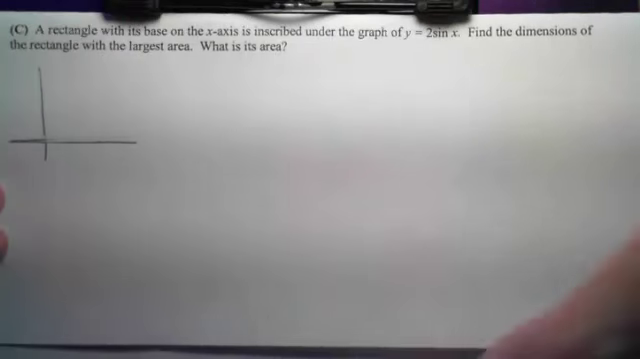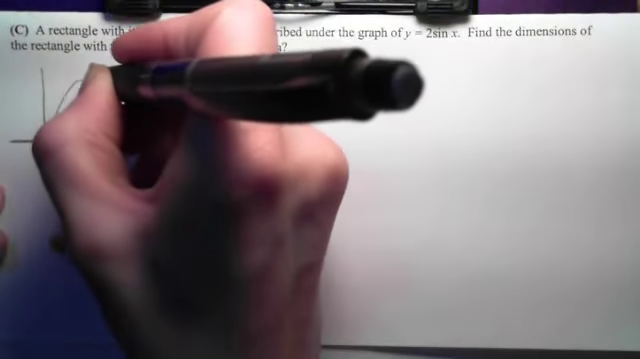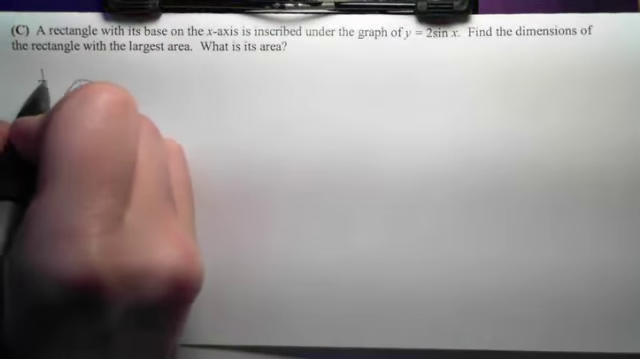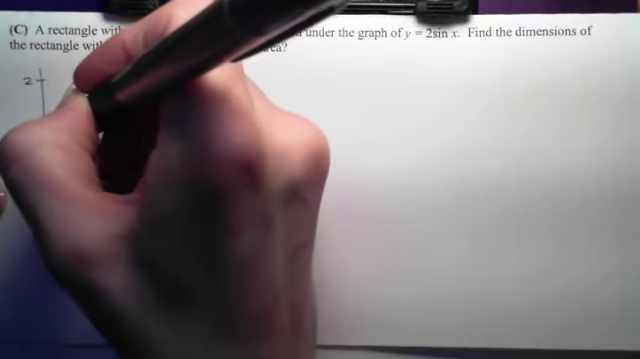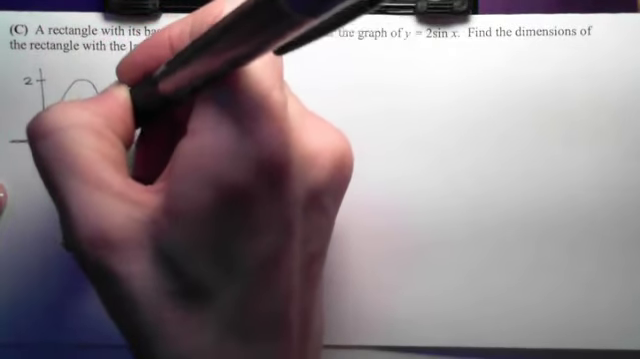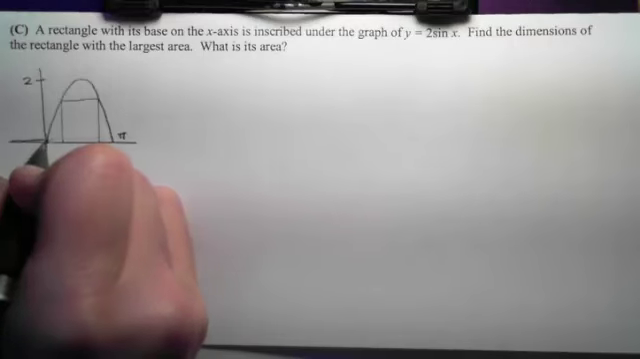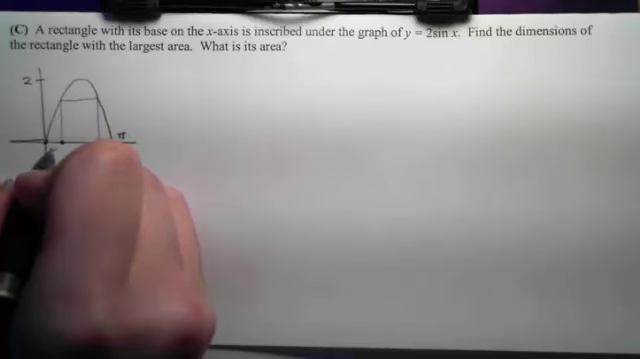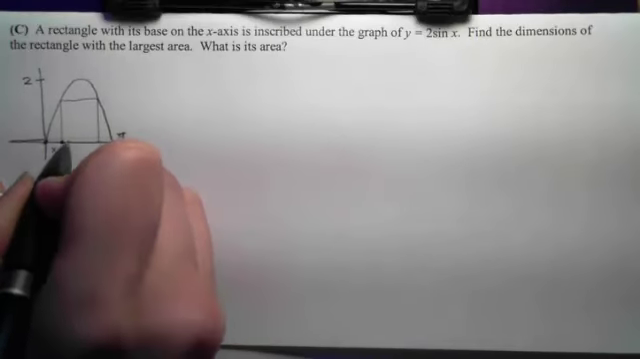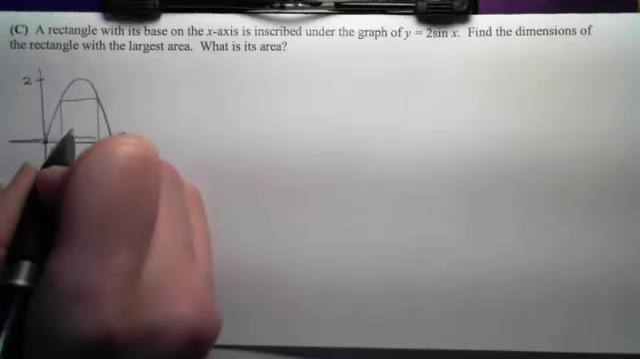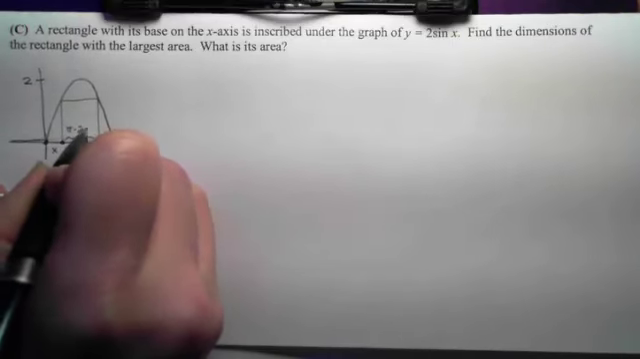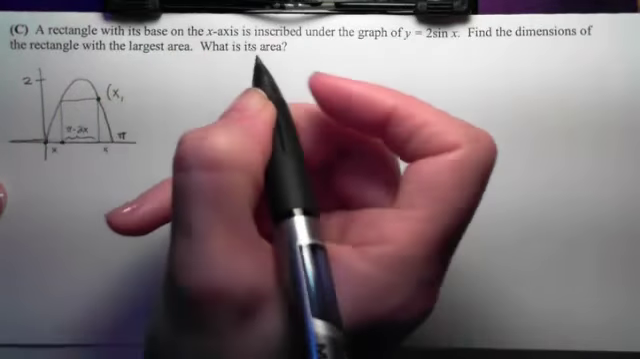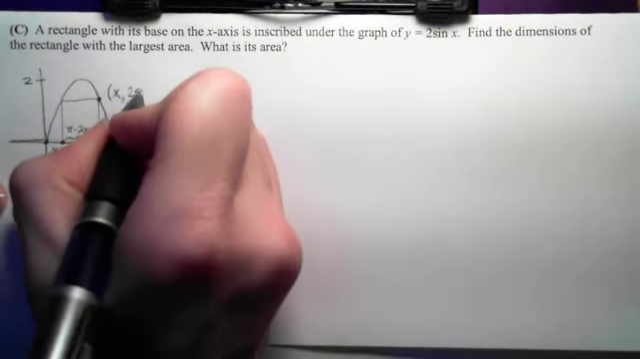So I'm going to graph this y equals 2 sine x. That intersects at pi and goes up to 2. And there'll be a rectangle underneath it. Again, the x goes from the origin to the closest edge of the shape. So that's x. Symmetry will tell me this is x. Therefore, the base is going to be pi minus 2x. And the height will be the output of the function, 2 sine of x.